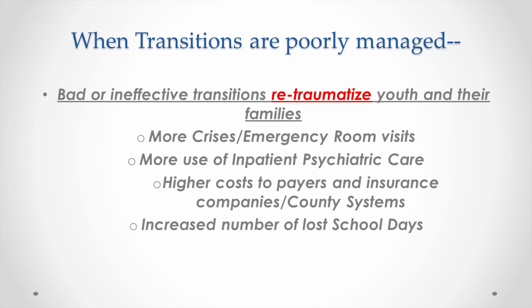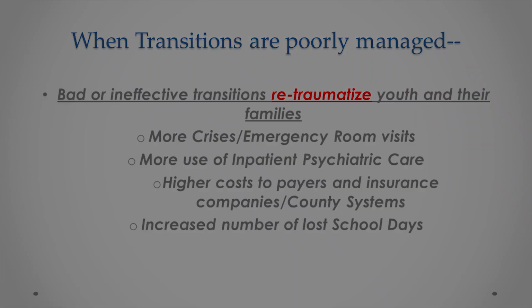Ineffective transitions have many costs, not the least of which is the high potential to re-traumatize youth and family. While poor transitional care disrupts the youth's life, there are systemic and organizational costs as well, including more time solving crises, more inpatient days, lost school days, and higher costs to systems overall.